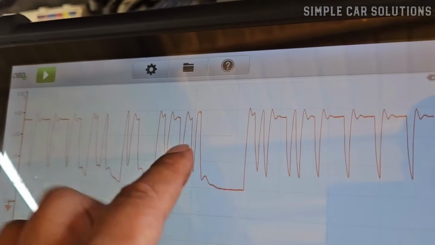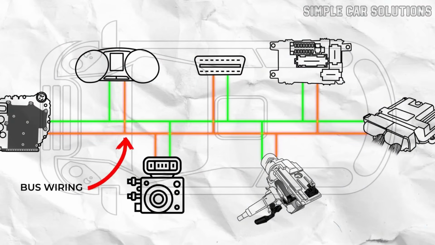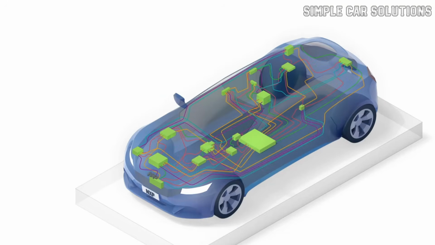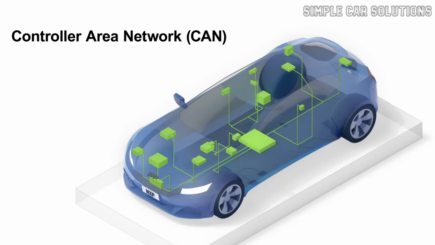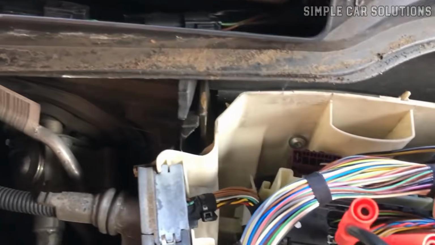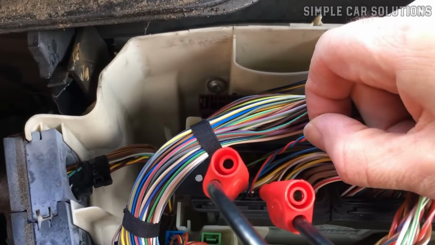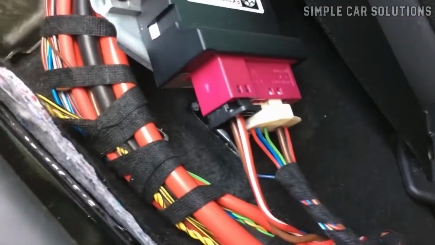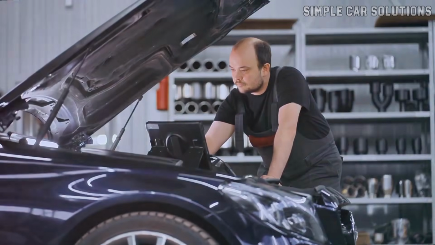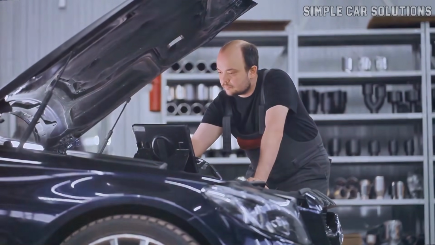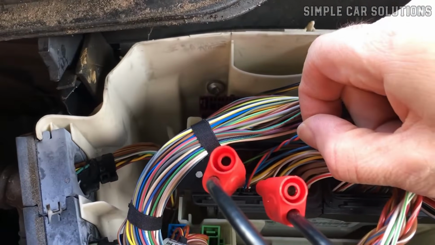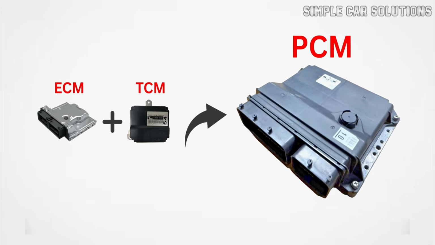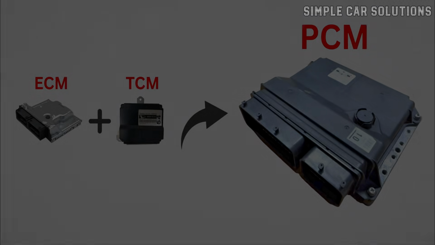So how do these modules talk to each other? They use a network called the CAN bus. While there are a few different types of communication systems out there, the CAN bus is by far the most common in modern cars. In simple terms, the CAN bus is the network of wiring and connectors that links all these modules together. It's like the internet for your car. When you hear a technician mention the CAN bus during diagnostics, they're referring to this physical network of wires that allows the ECM, TCM, and IPC to exchange data in real time.